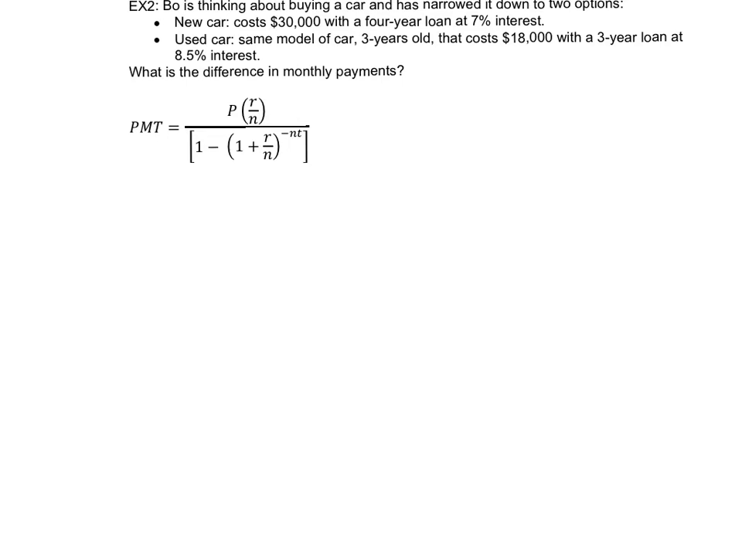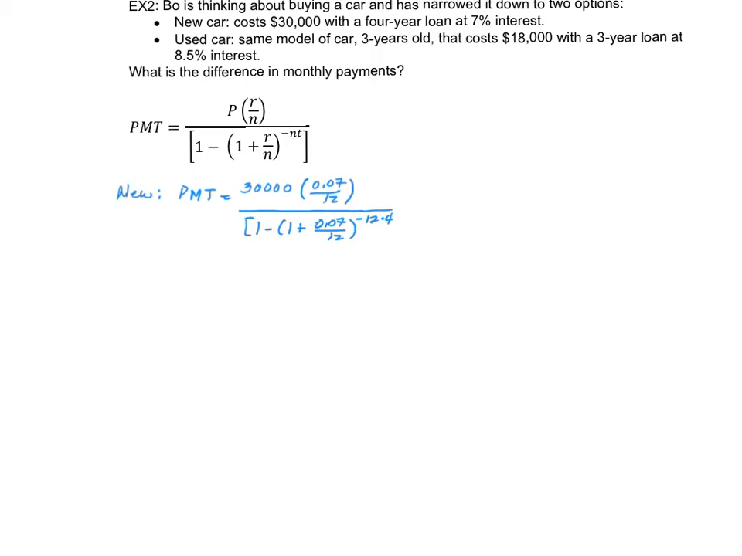If we look at the new car, the payments would be, it's a $30,000 loan, so 30,000 times R, in this case R is 7%, so 0.07. Monthly payments would be divided by 12 over 1 minus parentheses 1 plus the interest rate, which is 0.07 over the monthly payments, 12 raised to the exponent 12 times 4, because it's a 4-year loan.